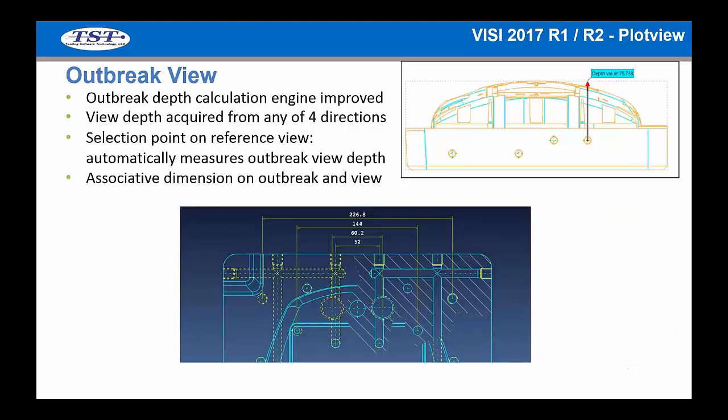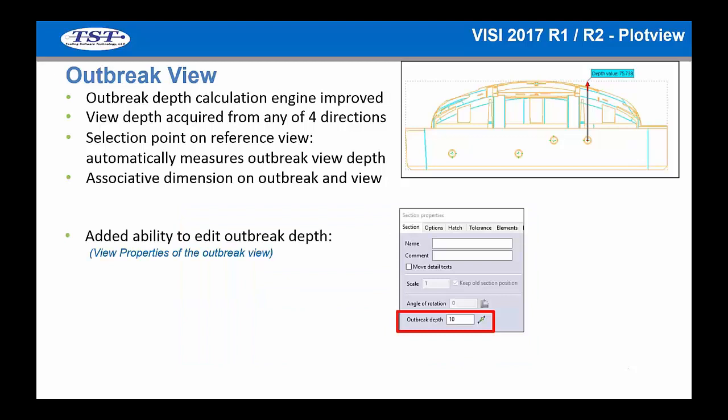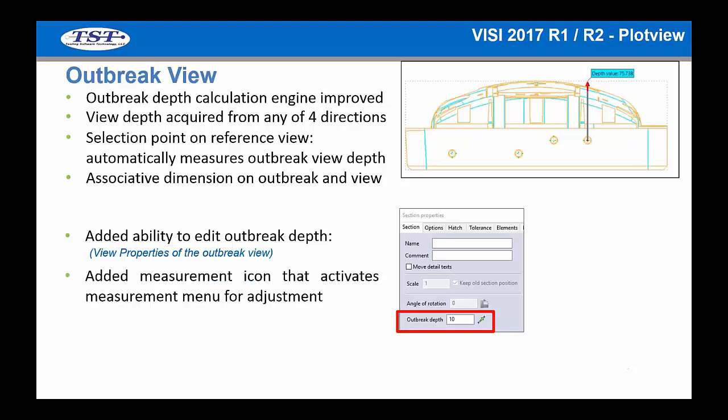As you can see from this outbreak view, they've drawn a little bit of a polygon here to help show some of those water lines. So you also have the added ability to edit outbreak depth. View properties of the outbreak view is where that will be shown. And you have a picking point option as well in there. So you've added the measurement icon that activates the measurement menu for adjustment.